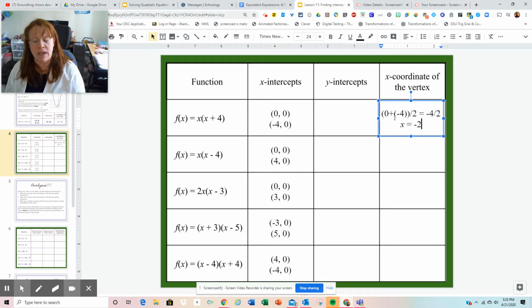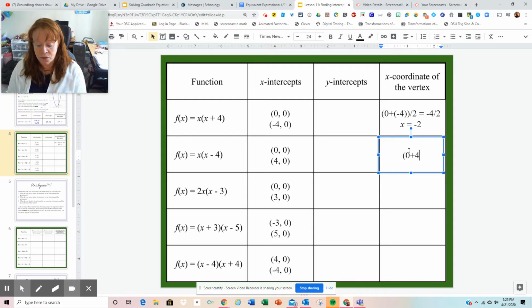And I do the same thing with all of these. So we're just going to go through that and show you each way. And it's that simple. Just take the average. You got to find those x-intercepts first and then find the average. So here it's going to be 0 plus 4 divided by 2. And that gives you 4 divided by 2. So x equals 2 in this case.